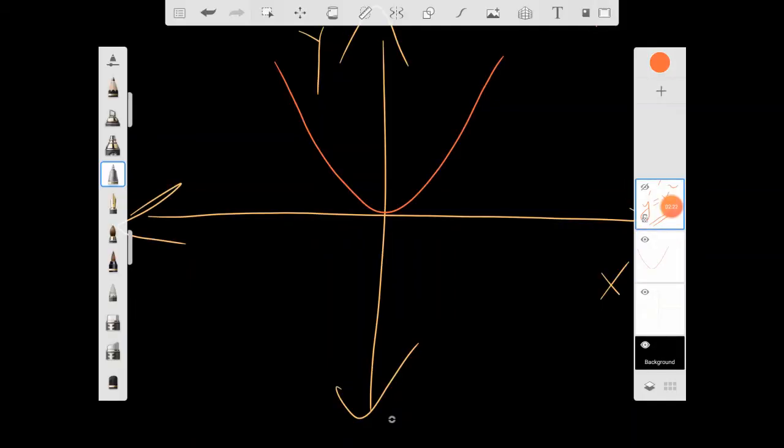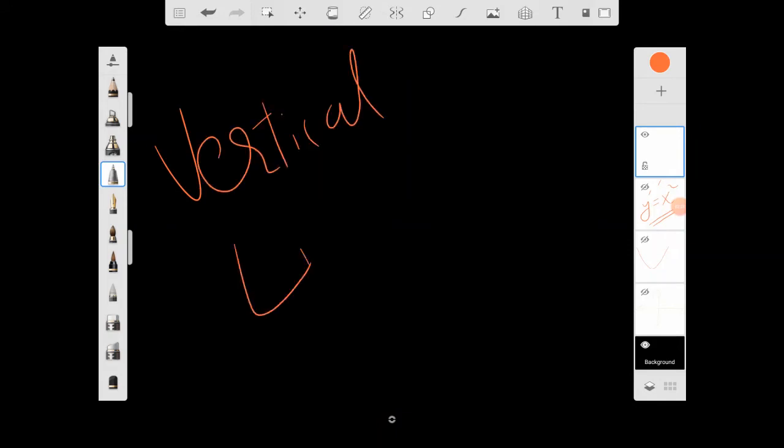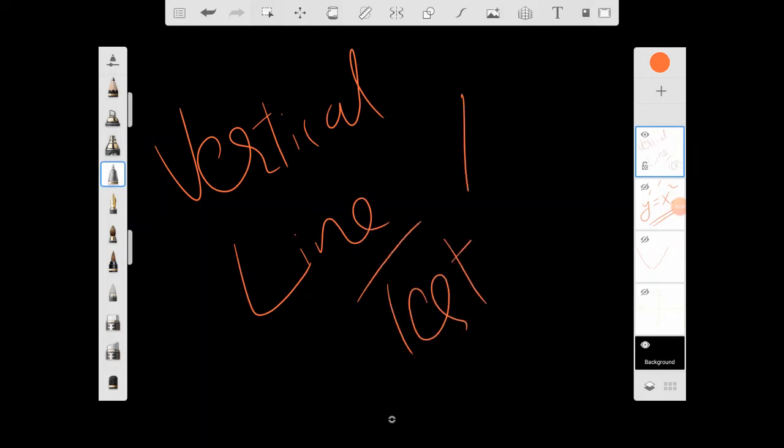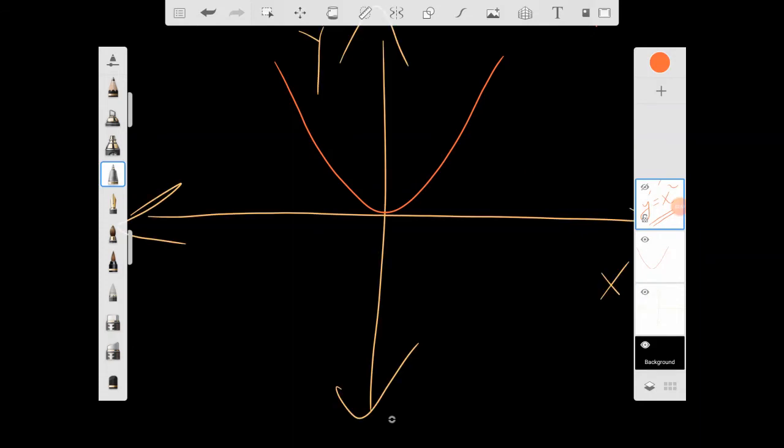There is a test called a vertical line test. So using this test, as its name says, it's a vertical line. Using this vertical line test, we are going to see whether our graph is the graph of a function or not. Okay, so let me put my vertical line.